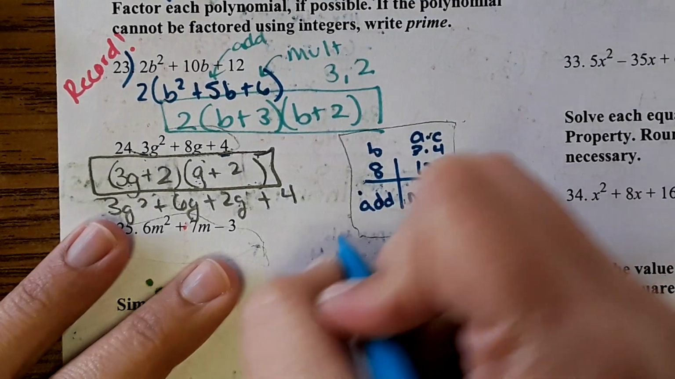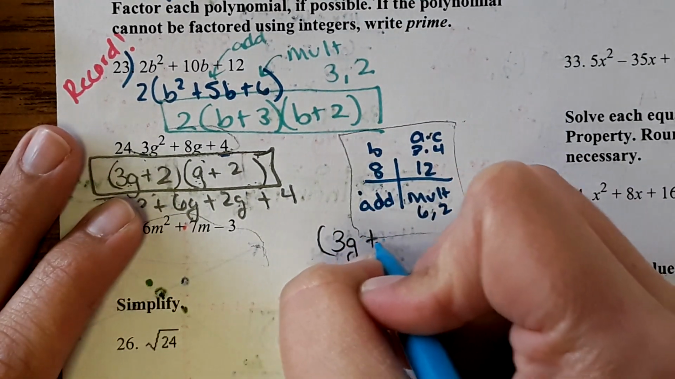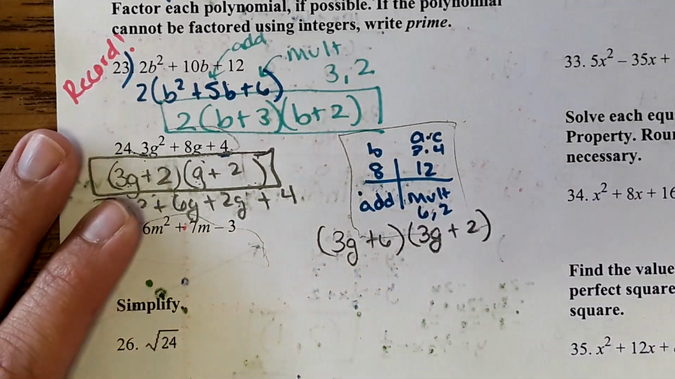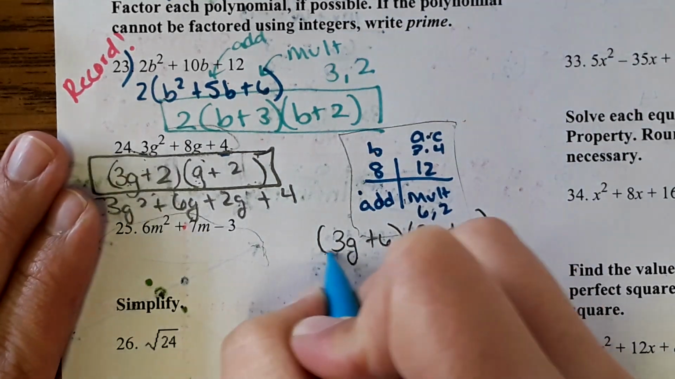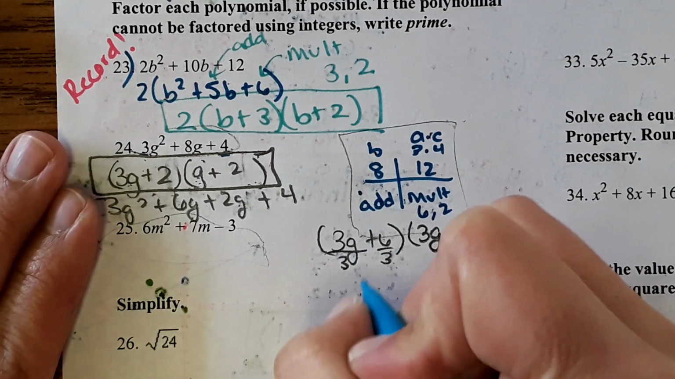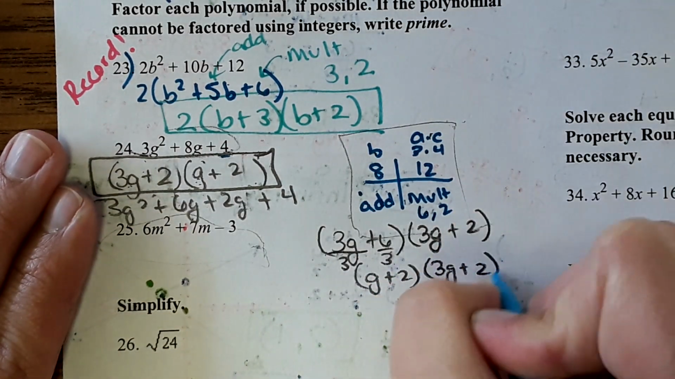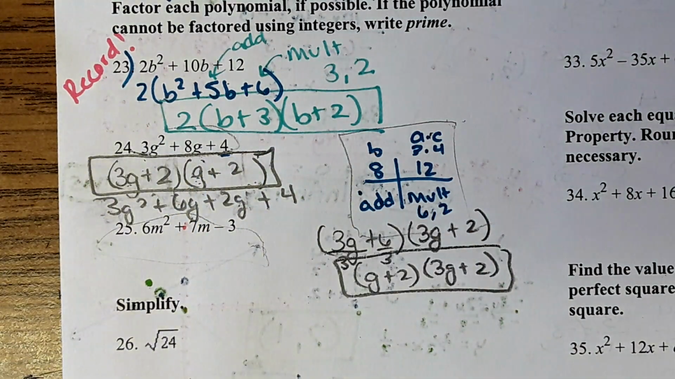Okay, so then with 6 and 2, you would take 3g plus 6, 3g plus 2. I don't know if you remember this. And then factor out any common factor within this. So these can both be divided by 3. (g plus 2)(3g plus 2). And then that is our answer, the same one that we got here. Yes. If you need to. Otherwise, it's up to you.